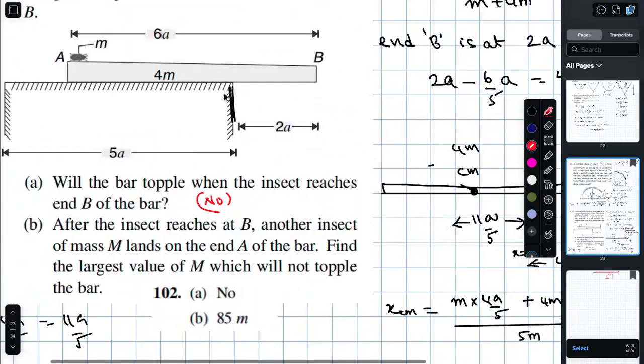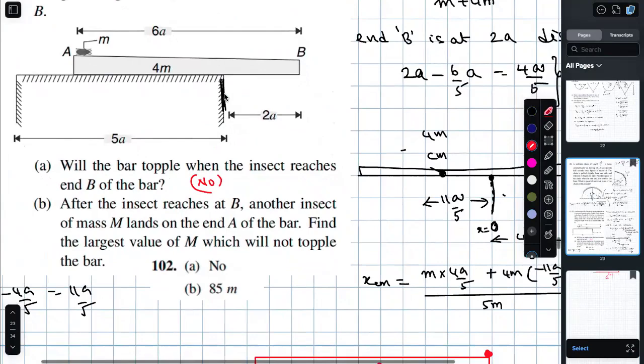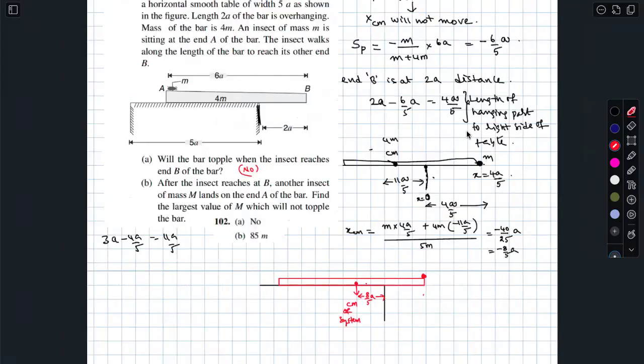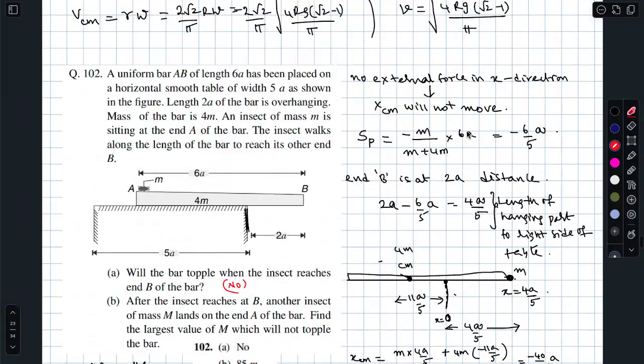Next, one more extension to this. Till here, any doubt, boys and girls? Definitely this question will repeat someday or other.